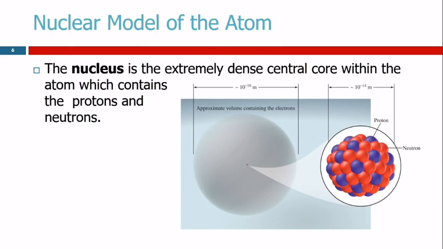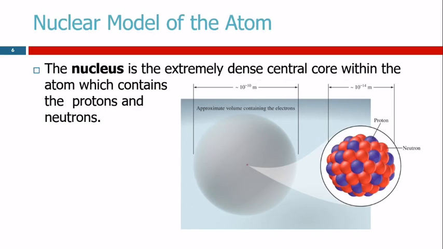So, the nuclear model of the atom. This is what we currently use. There were other models before this. So in the nuclear model, the nucleus is the extremely dense central core within the atom. So the nucleus is the center of the atom, and that's where all the protons and the neutrons are.